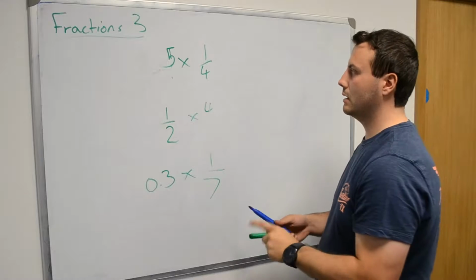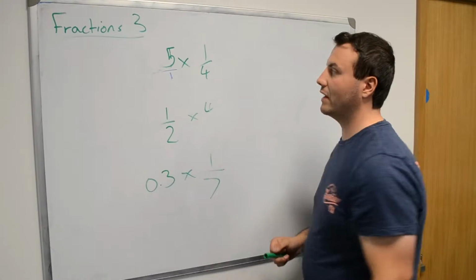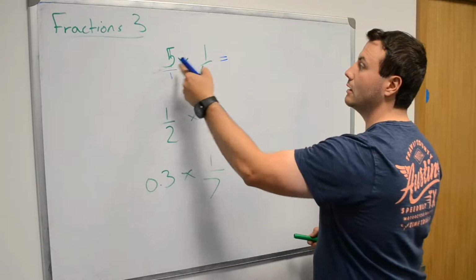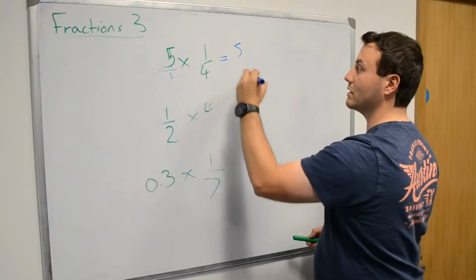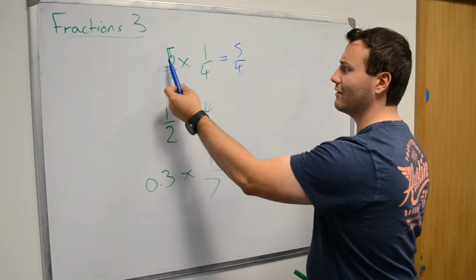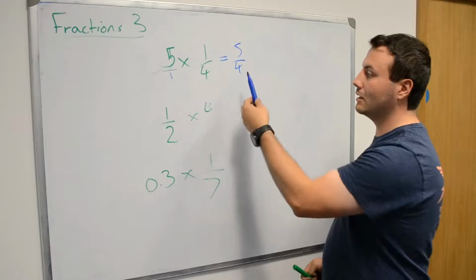So, with that being said, we treat 5 as 5 over 1. That allows us to answer the question as 5 times 1 is 5, 1 times 4 is 4. That gives us 5 fourths, which logically makes sense. We had 5 lots of 1/4, 5 fourths.